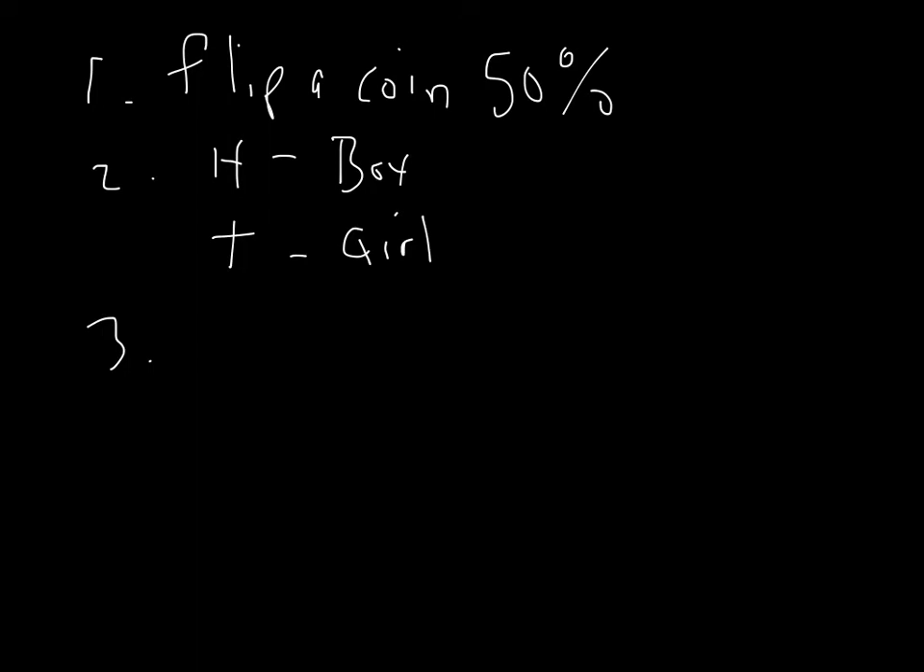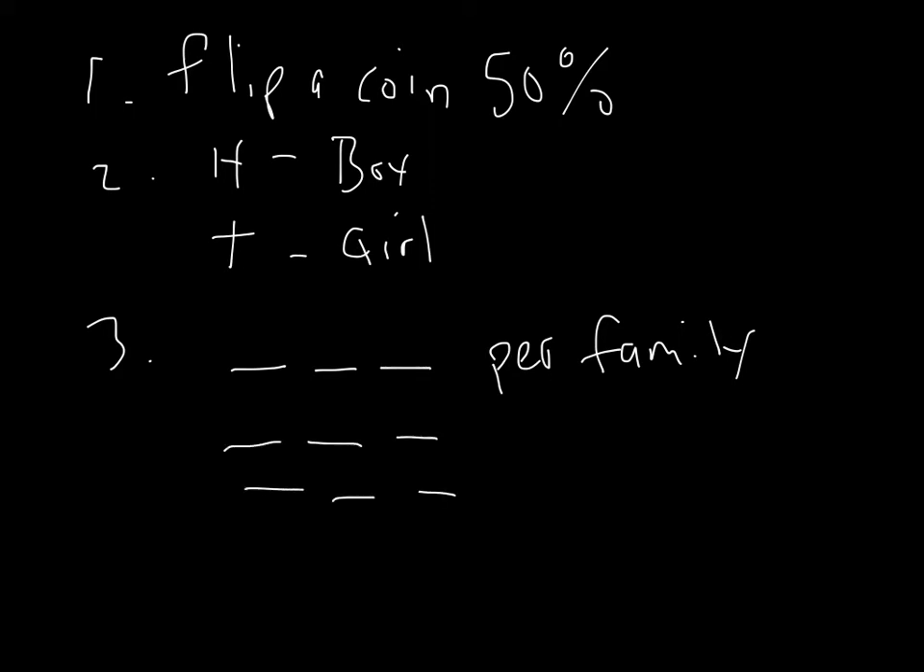So if I want to simulate having exactly 2 boys in a family of 3, I have to test families of 3. So that means I would have to flip 3 times for one family. 3 times per family. And I'm going to want to test a lot of families. In this case, I'll do 5, just for argument's sake, but you would describe doing 10 or 15 or 20.